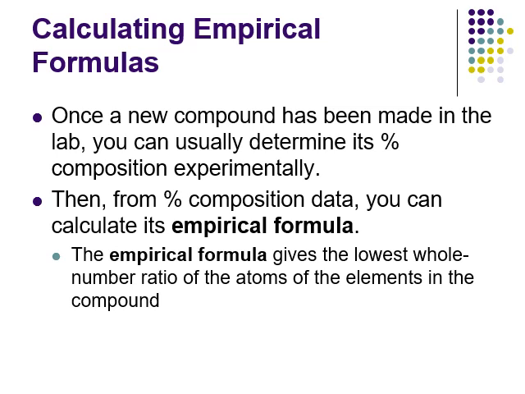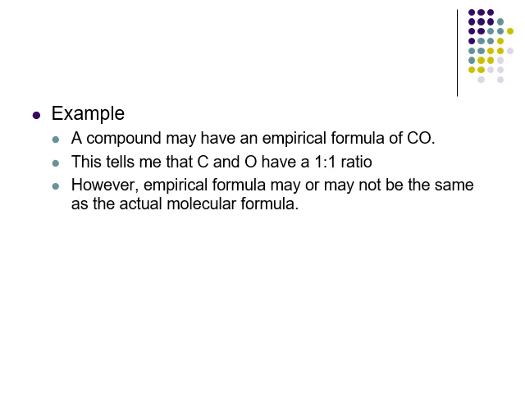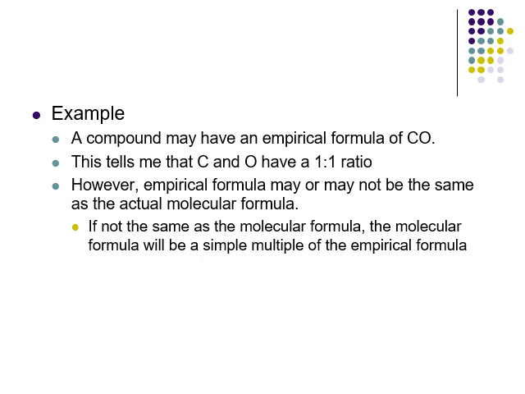The empirical formula tells us the lowest whole number ratio of the atoms of the elements in the compound. So for an ionic compound, it's the formula unit. It's exactly what's there. But for a molecular compound, it's the lowest ratio of all the atoms of the elements. For example, let's say a compound has an empirical formula of CO. That's its empirical formula. Its true formula could be like C2O2, C6O6, C20O20, because it would all reduce down to CO.